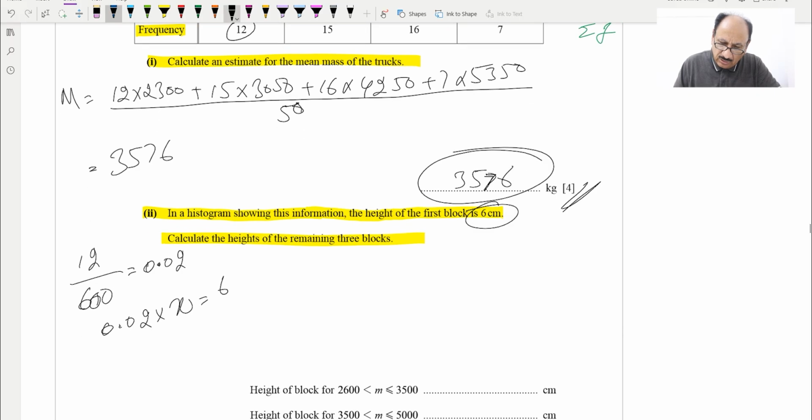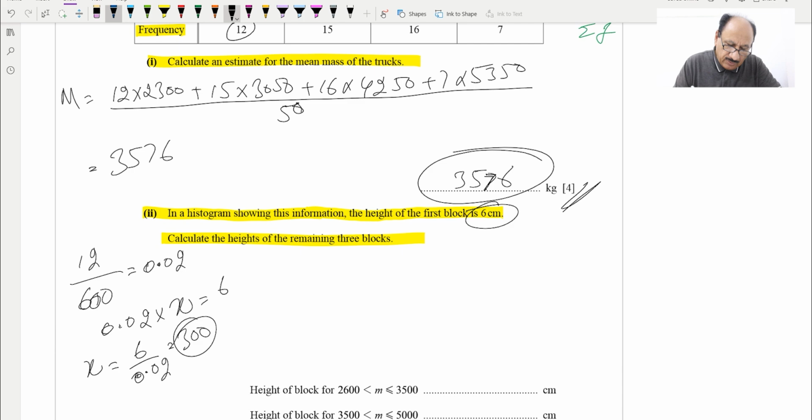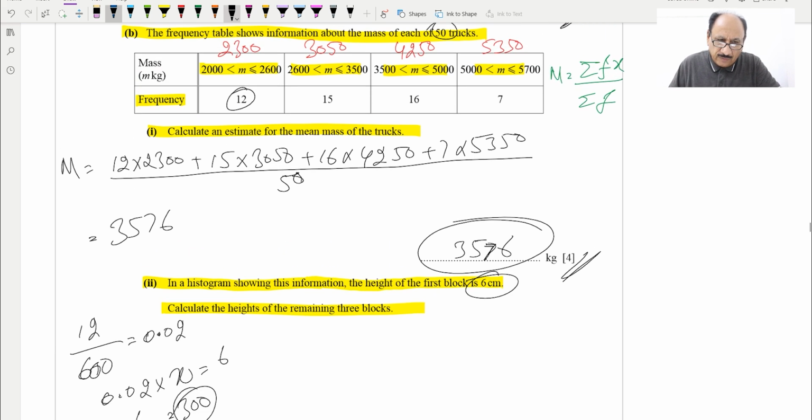So this is what, according to the definition, we can check. x is equal to 6 over 0.02, and this will be equal to 6 divided by 0.02, and the answer is giving us 300. So the multiplier is 300.